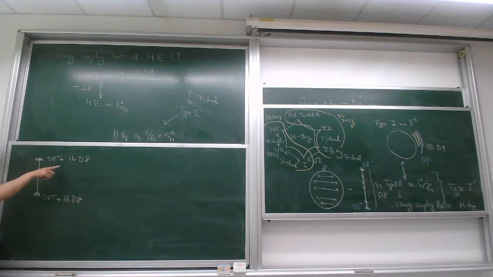So if you have O8 minus and 16 D8, what's going to happen? What kind of field do you have? So we know that 32 D9 plus O9 minus will give you SO32 gauge group. And here, what kind of gauge group do you get?